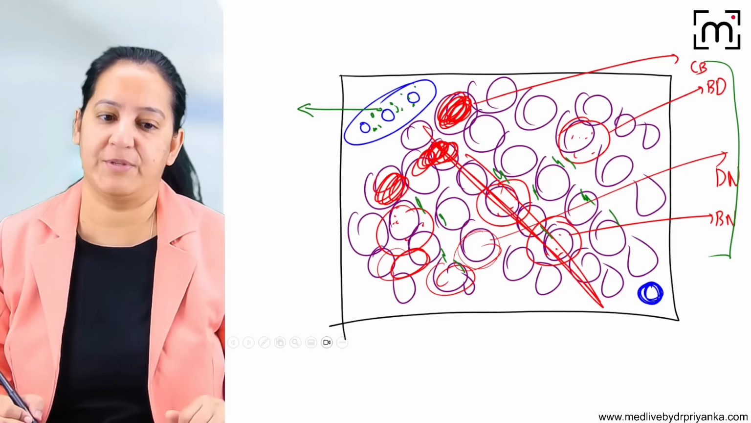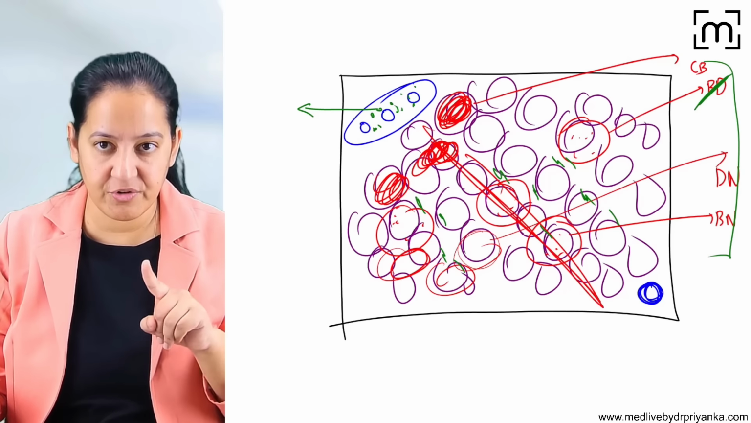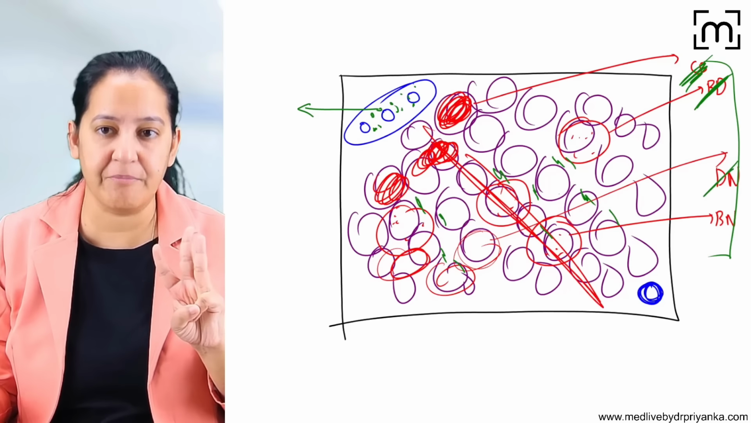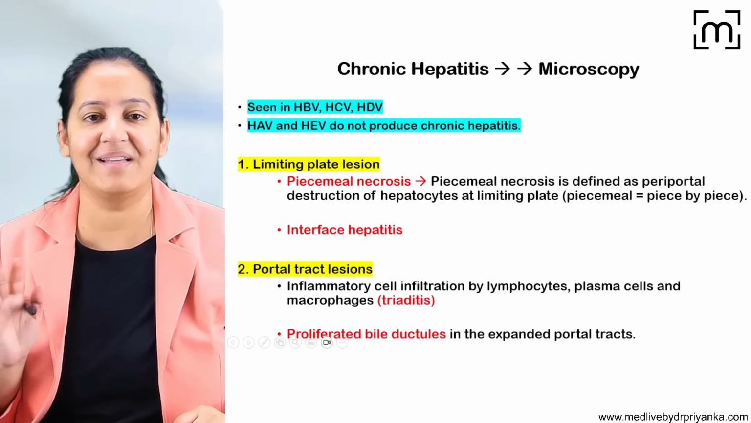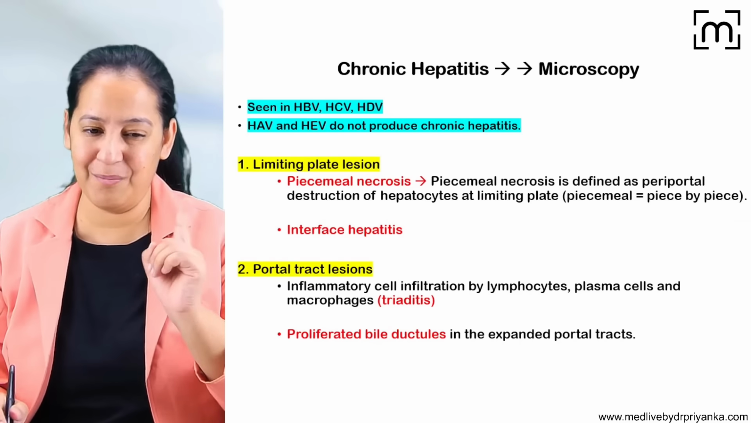So you have to show 4 types of injury. In some of them, show balloon degeneration, some of them Councilman bodies, some of them dropout necrosis, some of them the complete bridging necrosis. So that is the thing. So that is acute. Now coming on chronic, one more last diagram.